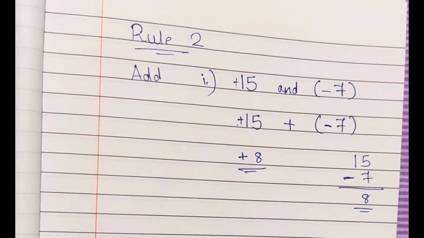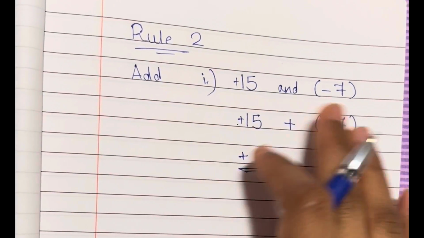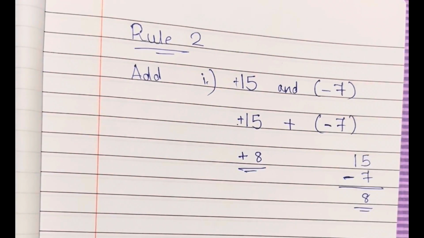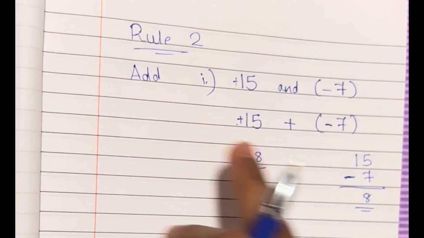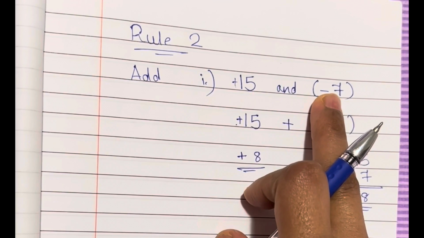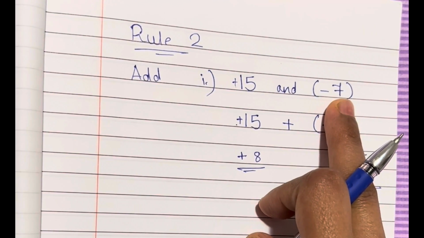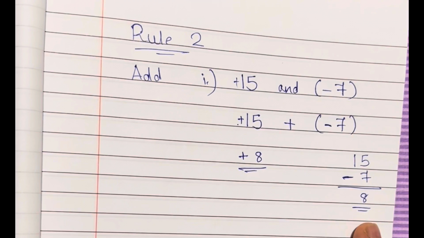So do not get confused. This is rule 2. In rule 1 we studied addition of two integers having the same sign. There we did addition and then put the common sign. But here in rule 2, it is addition of two integers having different signs. One is plus and one is minus. One is a positive integer and one is a negative integer. In that case, what do we do? The operation is subtraction.